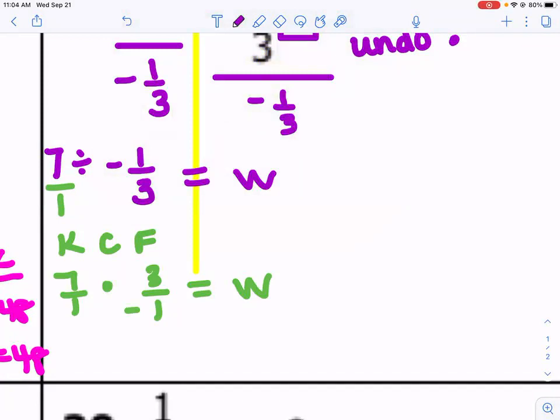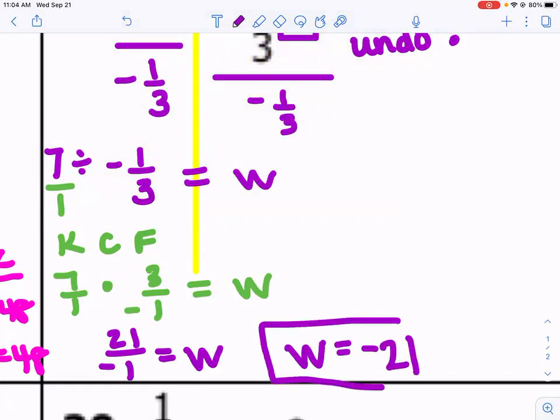What is it? 21. Miss, I can't multiply. And our denominator, 1 times -1. So we get -21.